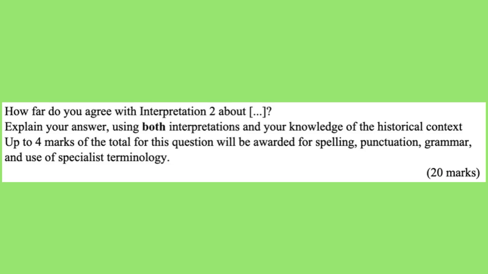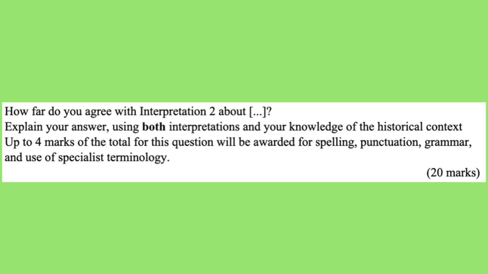This is the overview video explaining how to answer question 6 on paper 3. We'll be looking at what the examiner will be expecting and what you can do to score as many marks as you can. The question will always look like this. How far do you agree with interpretation 2 about a particular topic? Explain your answer using both interpretations and your knowledge of the historical context.